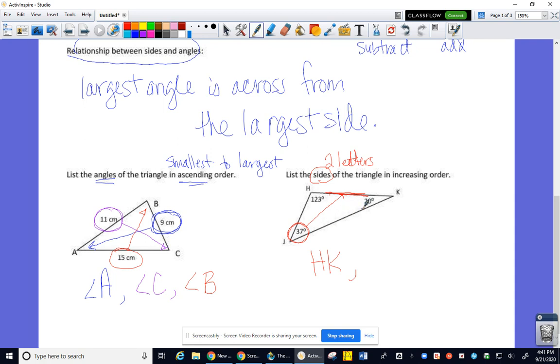No, it's not. Look at this. 20 degrees is much smaller. 20 is smaller than 37. So actually, it looks like HJ is the smallest side. And then HK is the middle, right? It's between these two. And then clearly, I say clearly, JK is the largest side because it's across from the largest angle. So we always use 2 letters to write sides, and we use 1 letter to write angles. Okay, it's the easiest way to do it.